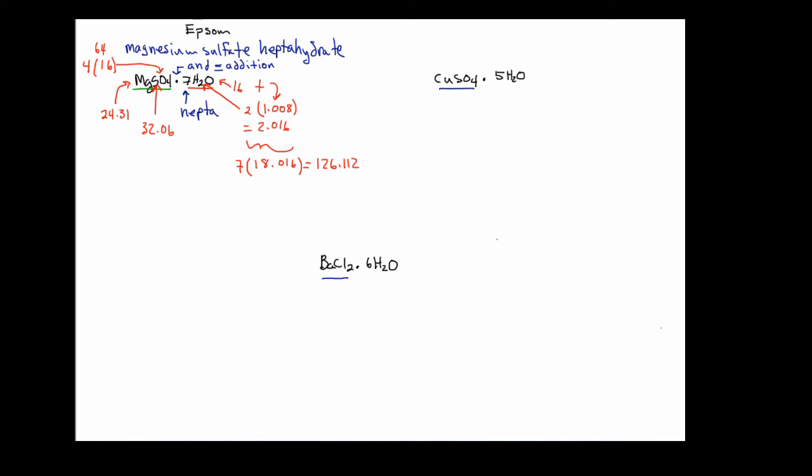So now to calculate the molar mass of the entire compound, we're now just going to need to sum everything together. So we're going to have 24.31 for the magnesium, 32.06 for the sulfur, 64 for the oxygens, and then we're going to need to make sure to add on the water molecules. So the molar mass of the magnesium sulfate heptahydrate is 246.482, and that's grams per mole.